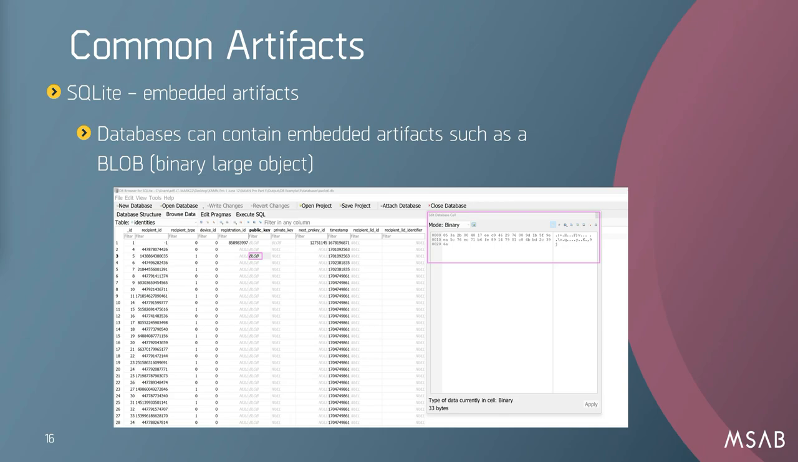And continuing with databases, other files of interest are going to be the embedded files within databases. So databases can contain embedded artifacts such as blobs, which is binary large objects. These could be JPEGs, these could be plists, and you need a tool that allows you to view that blob data so you can investigate if it may be of relevance.